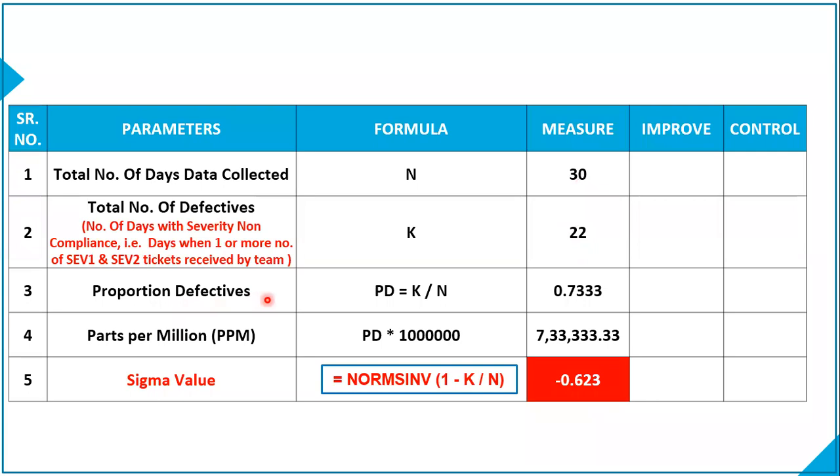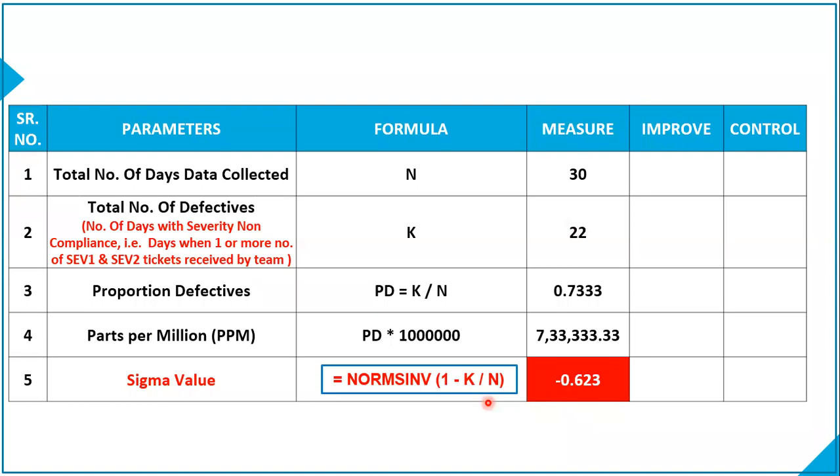So what would be the proportion defective? PD is equal to K by N, which is 0.7333. PD into 10 lakhs, that is 1 million, which is 7,33,333.33. And when we calculated the sigma value, using NORMSINV with this particular formula, NORMSINV in bracket 1 minus K by N, it came to minus 0.623, which is worst possible.